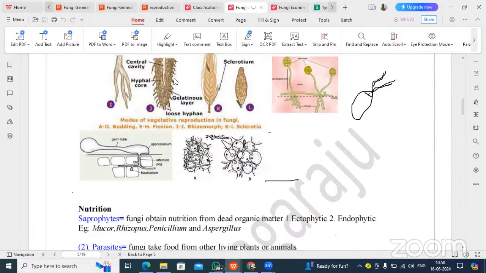And then the rhizomorph looks like a root. Rhizo means root. Root-like structures. Morphologically, it looks like a root. The hyphae are interwoven and form a root-like structure. That's why rhizomorph.